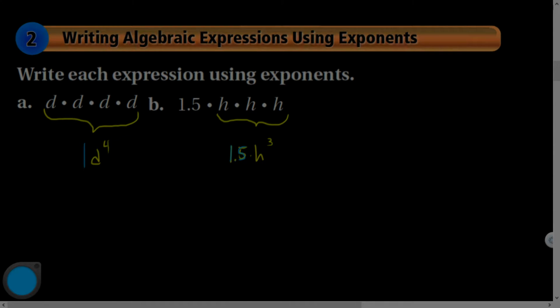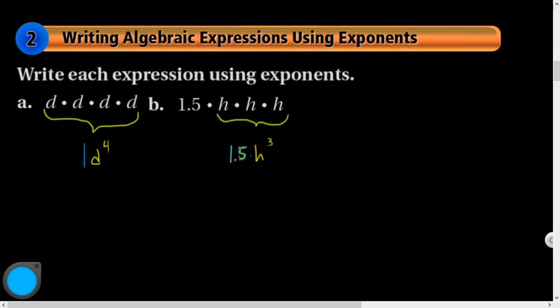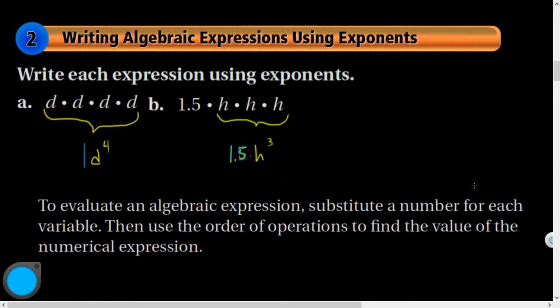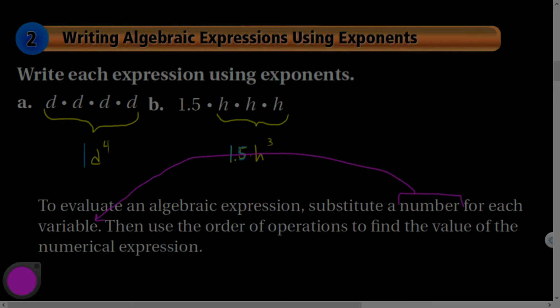Aha, here's this idea, evaluate. So with algebraic expressions, we've said that variables can represent numbers. And so to evaluate an algebraic expression, we are going to substitute a number in for each variable. We're going to plug in a number for the variable and then use our old friend order of operations to simplify, to evaluate, to determine what the value is of the entire expression. So let's look at example 3 together.